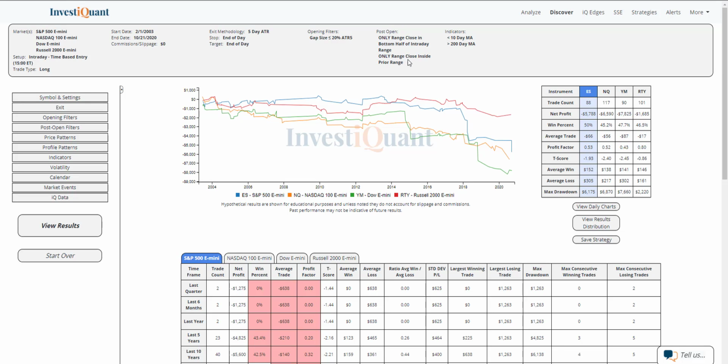I don't know if this pattern will actually be true at the close. We'll still need to be trading within the prior day's range, but within the bottom half of the range. But if that is true, then it would be applicable.